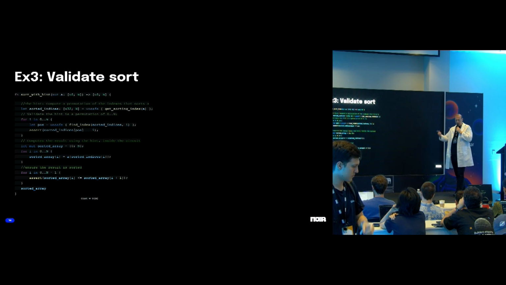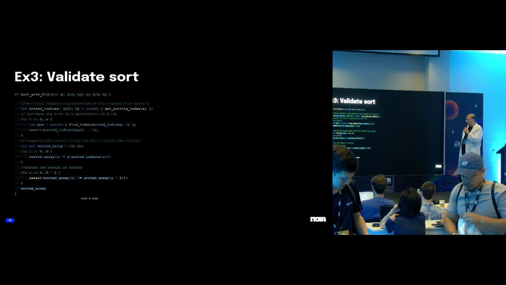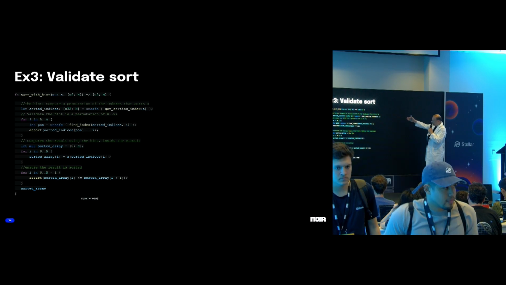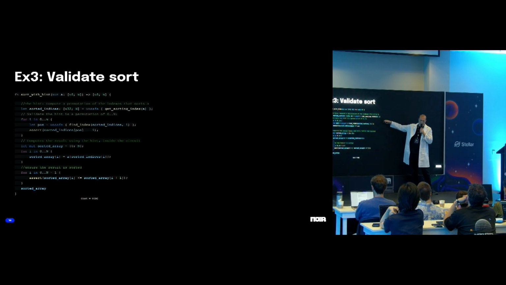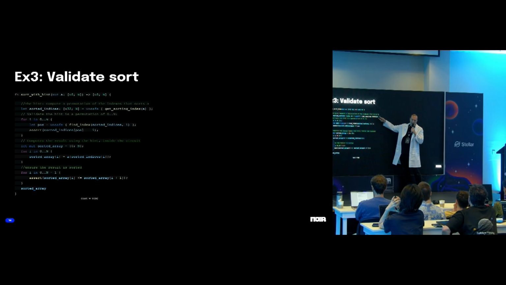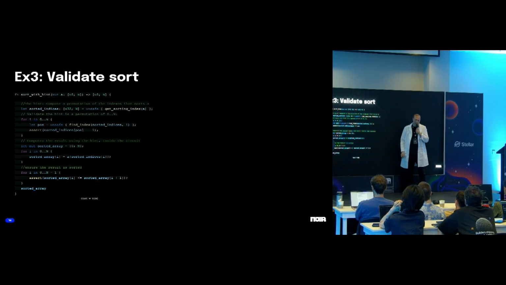And then you need to execute to get your witness assignment. You need to execute your program. And at that time, Noir will run your unconstrained function. So it will sort the array at this time using the code that you provide.